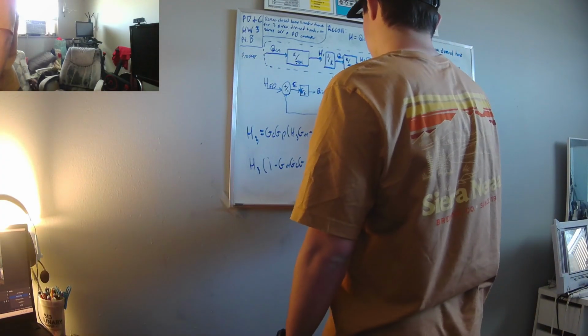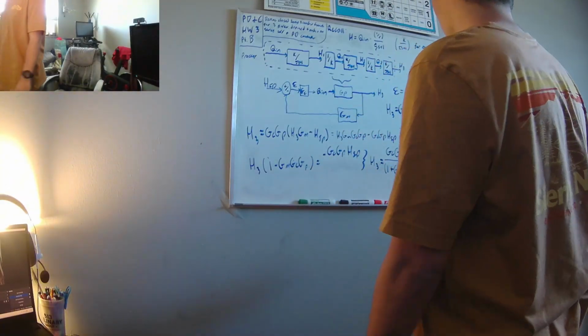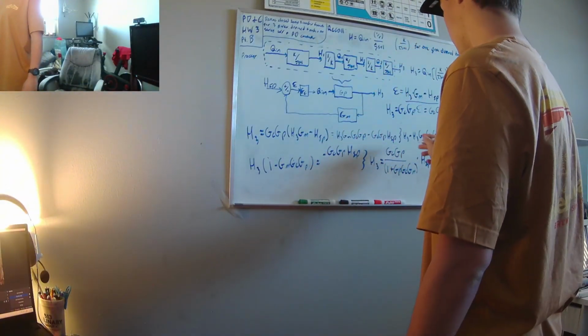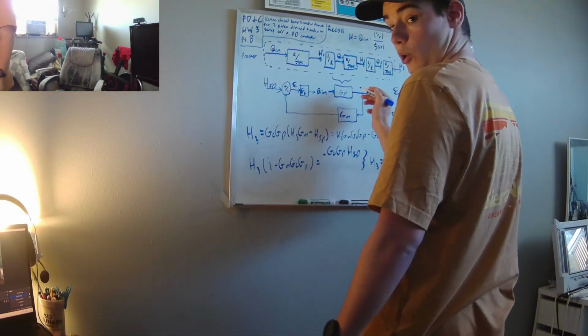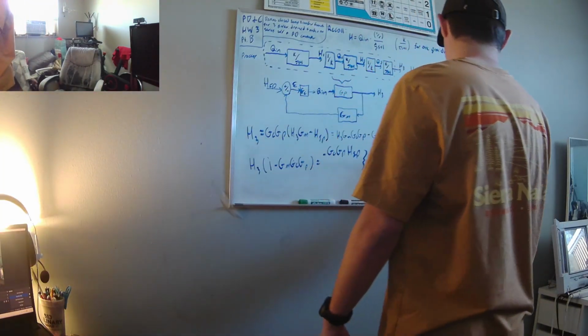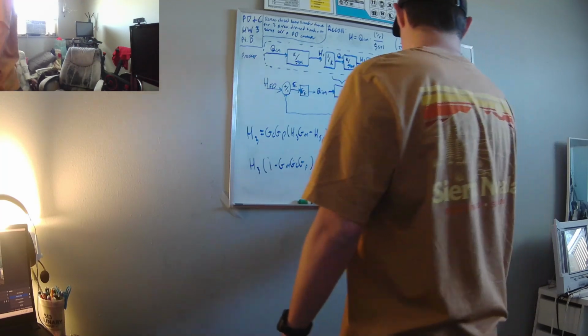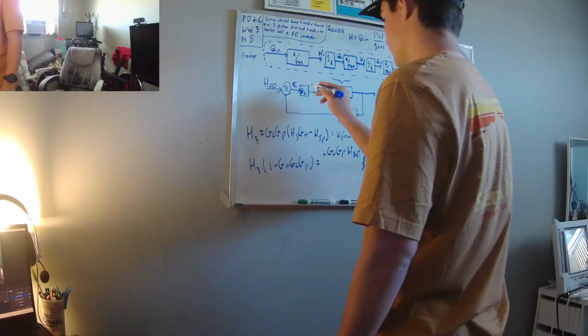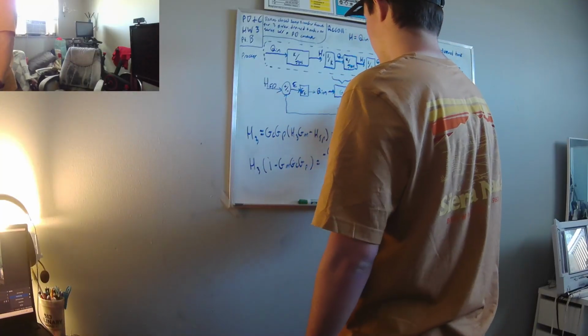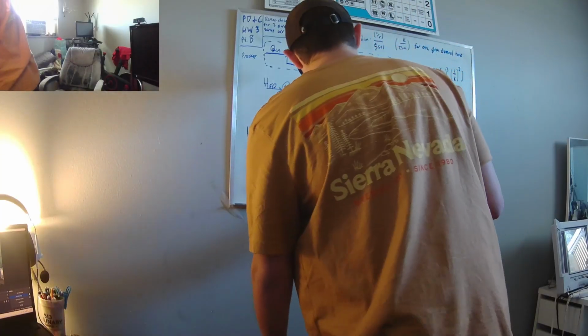So as you can see, our G forward, that is our GC GP, going forward before the feedback. That's why it's called G forward. It's divided by 1 over the open loop, GC, GP, GM, in an open loop.